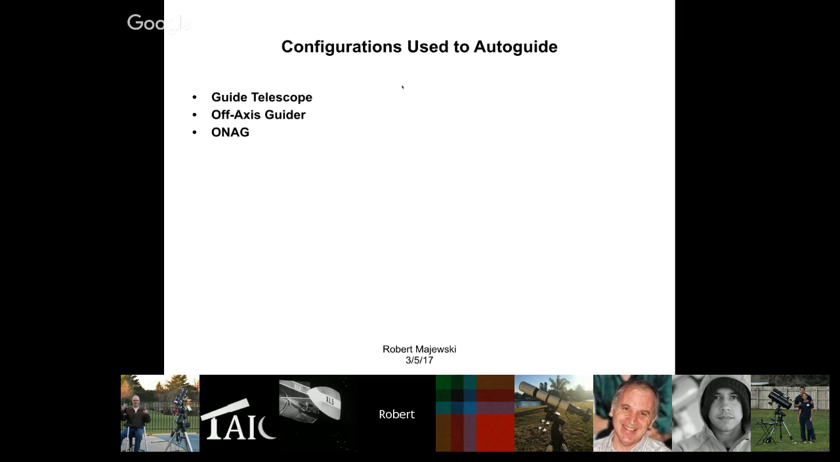All right, so what are the configurations that are commonly used? Well, the guide telescope, the off-axis guider, and the ONAG are 3 ones that I've actually used.